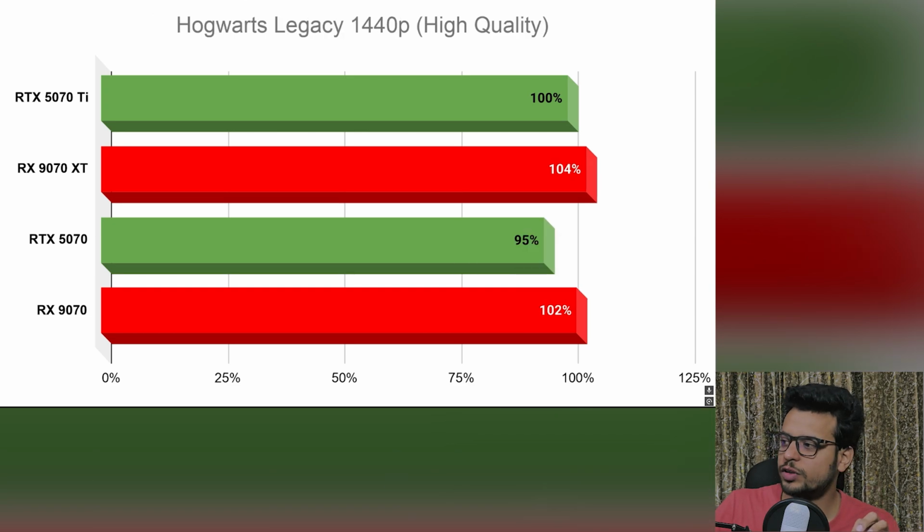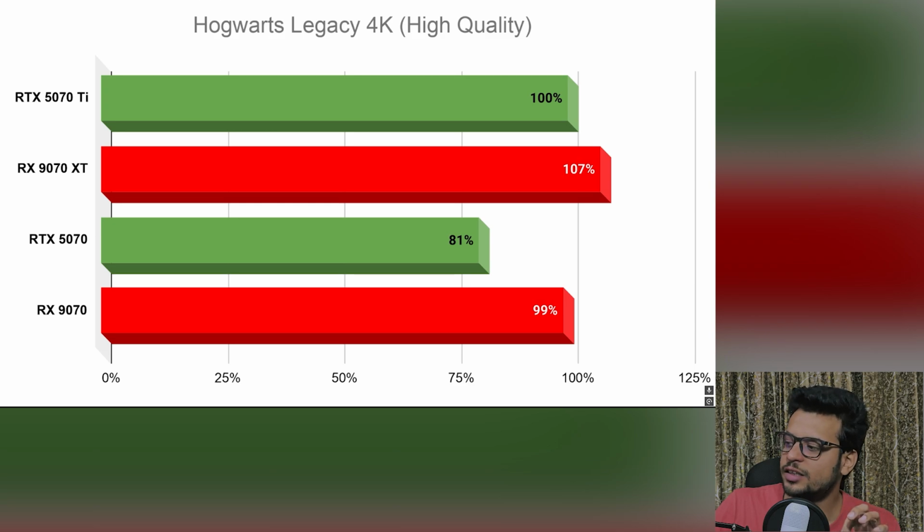Now we move on to Hogwarts Legacy 1440p high quality. The 9070 XT is 4% faster than the 5070 Ti and the 9070 is 7% faster than the 5070. Same game at 4K. The 9070 XT is 7% faster than the 5070 Ti and the 9070 is 18% faster than the 5070.